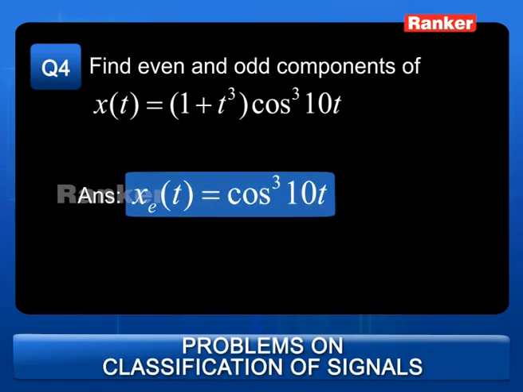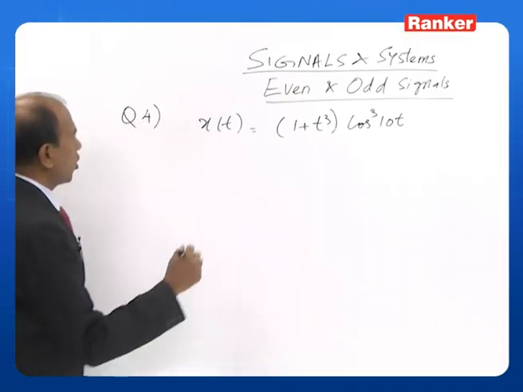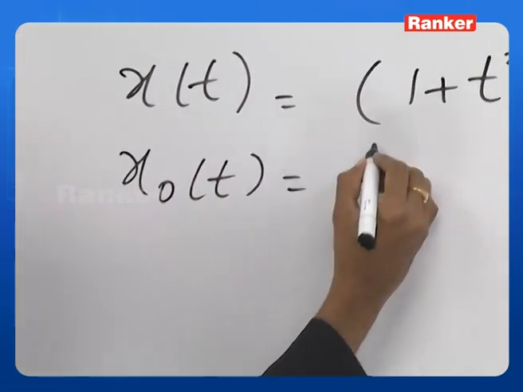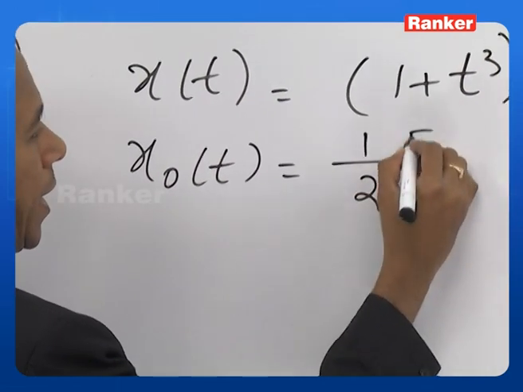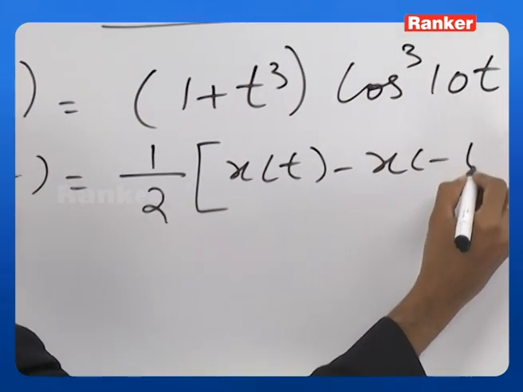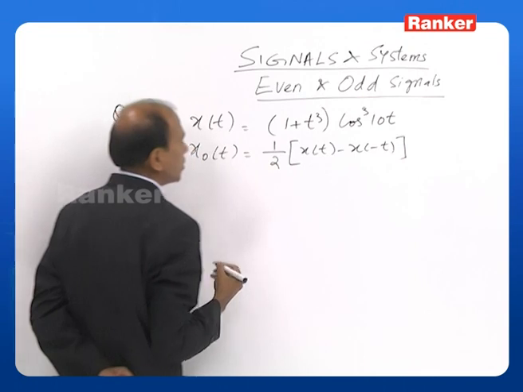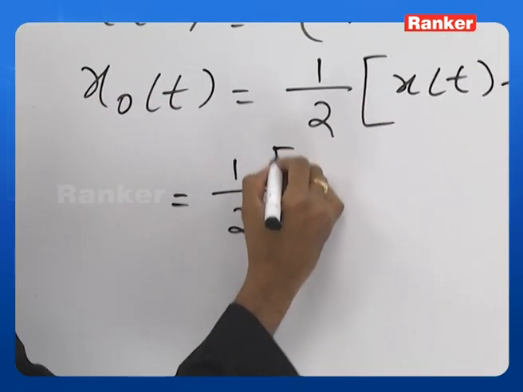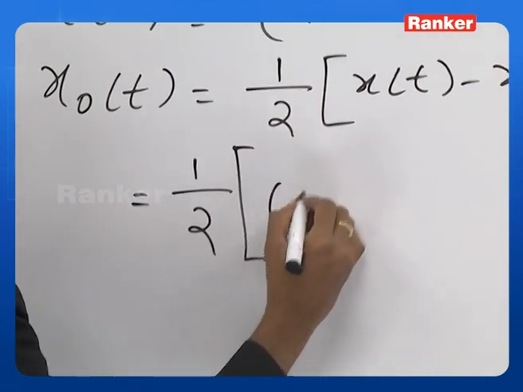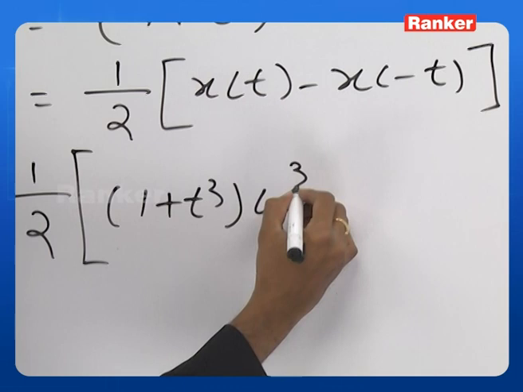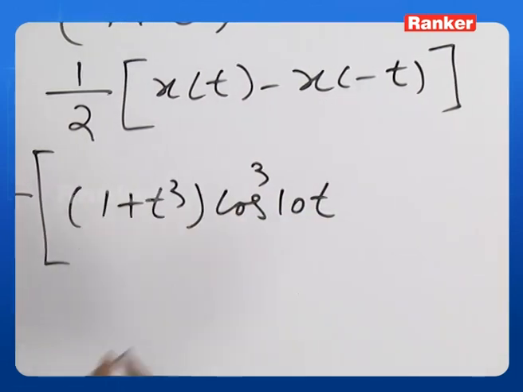Now, let us calculate the odd component. So, the odd component x o of t is how much? Half of x of t minus x of minus t. So, let us expand this. This will become half of, the first part remains the same, so it will be 1 plus t cube cos cube 10t, okay.